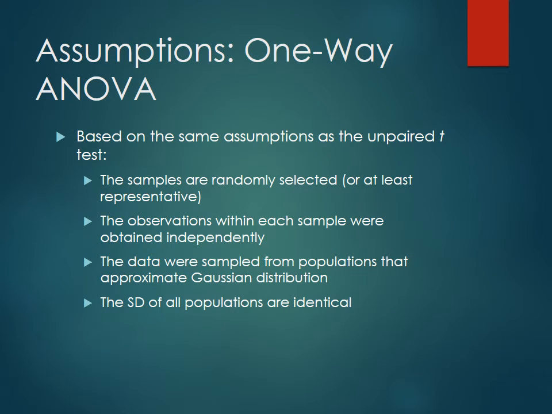So again, you're going to be basing your ANOVA assumptions on the same assumptions as an unpaired t-test. The sample should be randomly selected, or at least representative of the population that you're sampling from. The observations within each group were obtained independently, so you don't have people who can potentially fall into multiple categories and are being measured twice. And the data you're sampling should approximate a Gaussian distribution, so there are not a lot of outliers. And then hopefully the standard deviation of all the populations should be pretty much identical. They won't be exactly the same, but by including similar sample sizes, you can help limit that and hopefully get very similar values there.